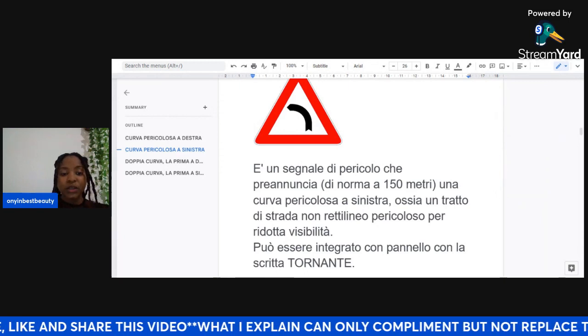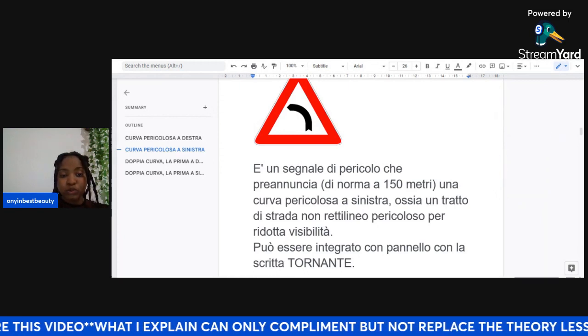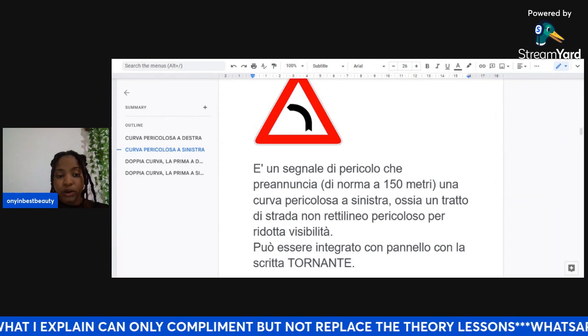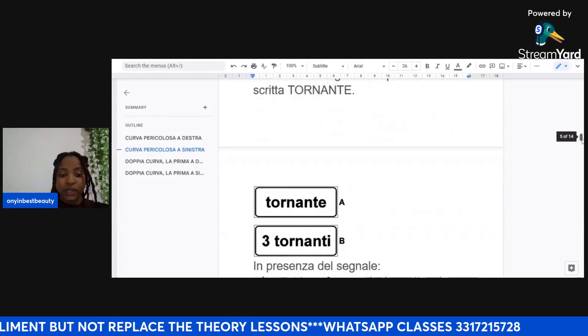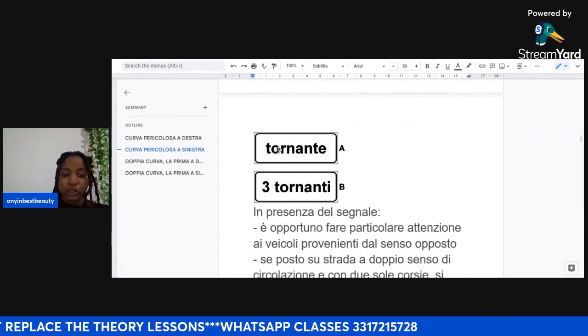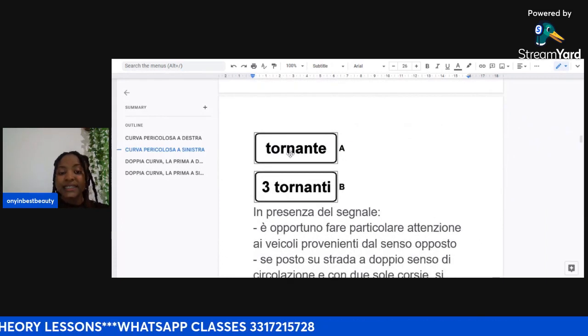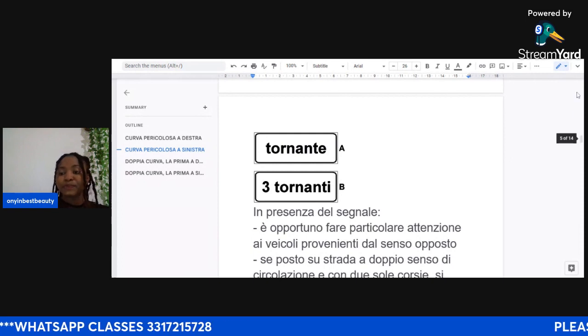Now, if you see underneath them here, they will put one panel where they write tornate. They're going to spell it out like that, just like seen here. They might put this one underneath it, indicating tornate.